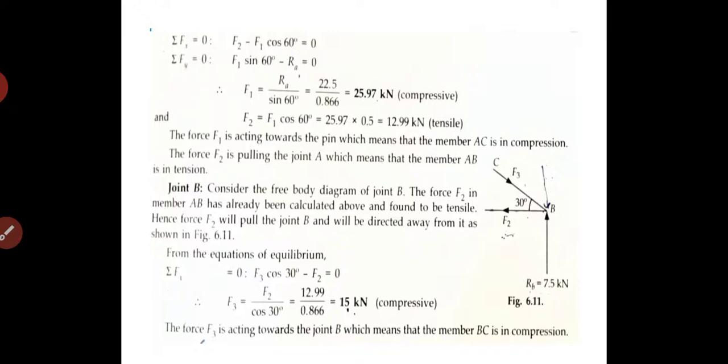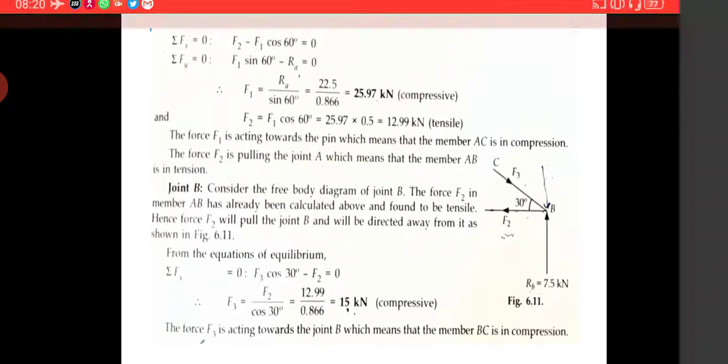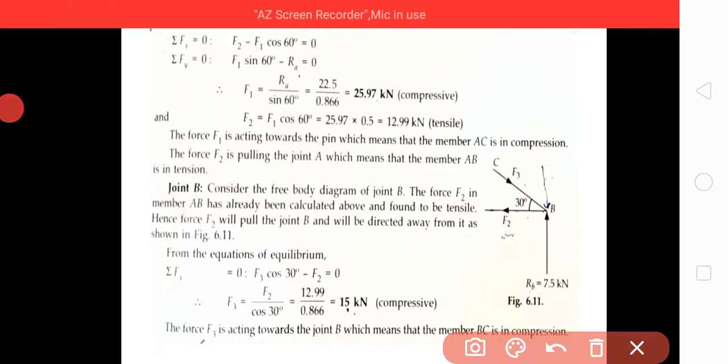Now, joint B. Consider the free body diagram of joint B. The force F2 in the member AB has already been calculated above and found to be tensile. Hence, the force F2 will pull the joint B and will be directed away from it, as shown in the figure here. From the equation of equilibrium, summation Fx equal to 0 means F3 cos 30 minus F2 equal to 0, which gives you F3 equal to 15 kN compressive. The force F3 is acting towards the joint B, which means the member BC is in compression.